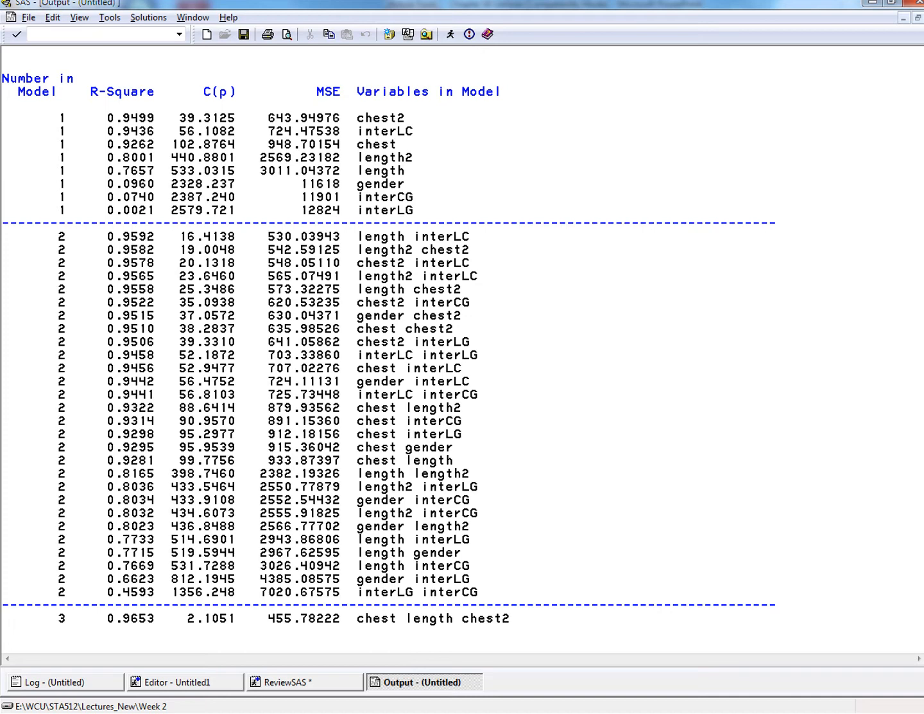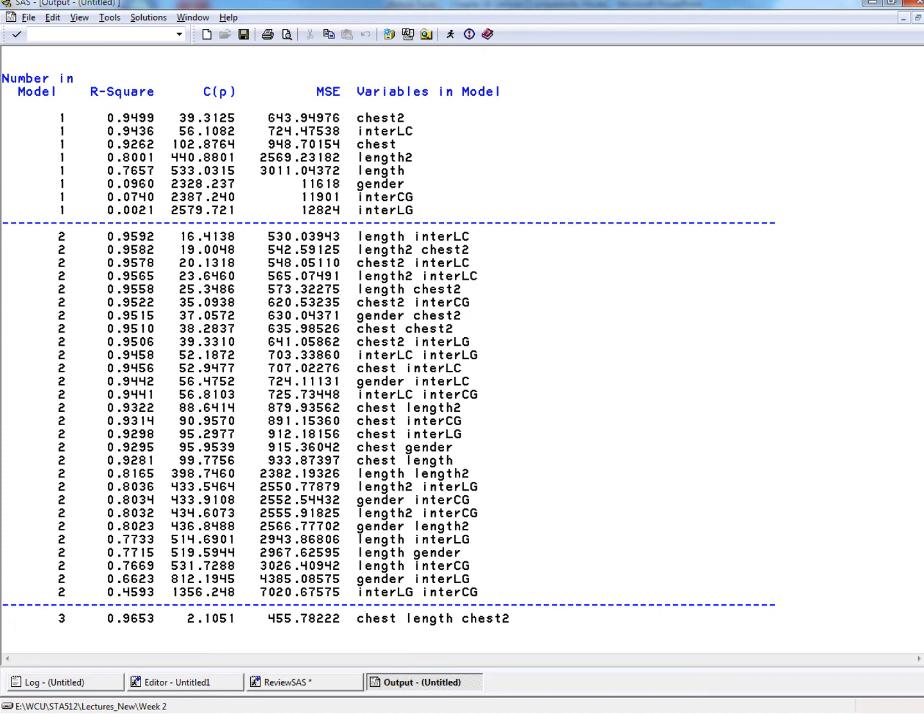That's technically our P, that very leftmost column, the 1 and the 2 and the 3, that's the P column. We're going to compare that to the Mallows CP column, and we're going to look for when Mallows CP is less than P. So what about the 1 variable model? In the 1 variable model, we have a P of 1. Our smallest Mallows CP is 39.3. So in this example, the CP is still larger than P, so we keep going.